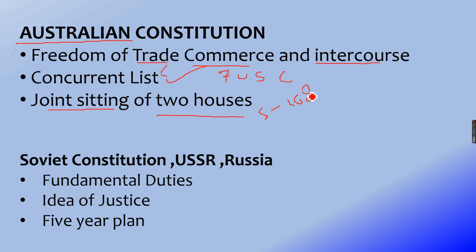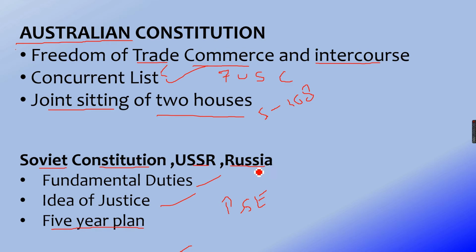Soviet Union, USSR and Russia. What we have borrowed: the fundamental duties and the idea of the justice system. We exercise 3 types of justice: political justice, social justice and economic justice. And the 5-year plan, we have the 5-year plan. So these 3 things we have borrowed from the Soviet Constitution, that is the USSR, now Russia.